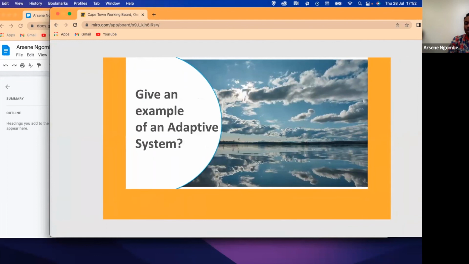So maybe we can just ask a question: an example of an adaptive system that you know. I know weather is one. Society is an example of an adaptive system. Economy, transportation. What else? Any other example?